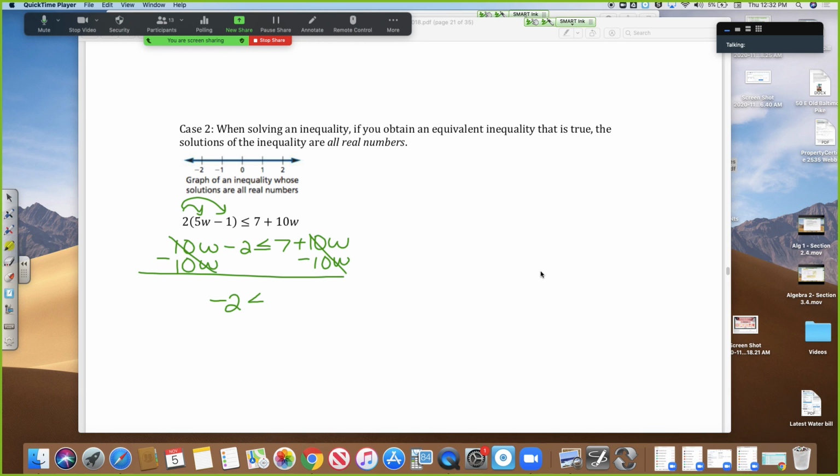We're left with -2 is less than or equal to 7. Is -2 less than or equal to 7? Is that true or false? True. Yes, this is true. Because this is true, the answer to this inequality is either all real numbers or infinite solutions.